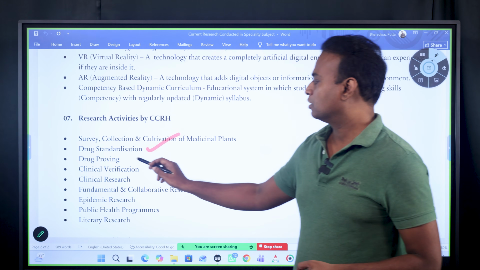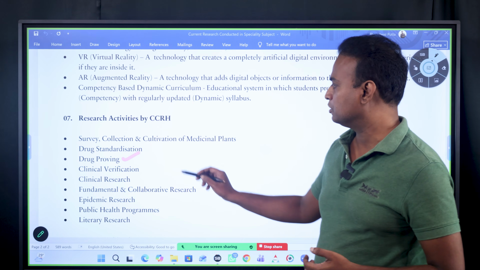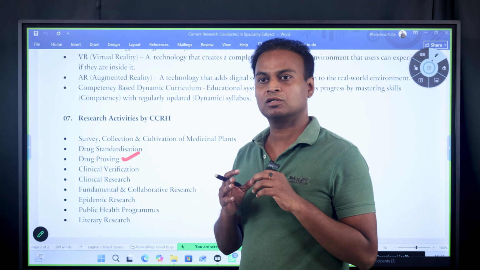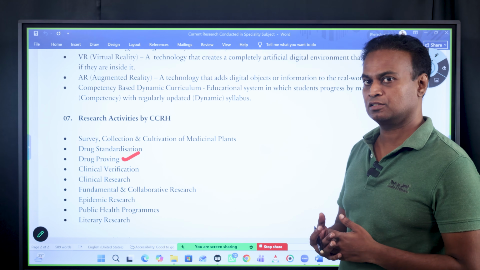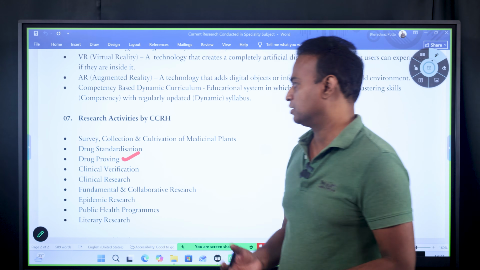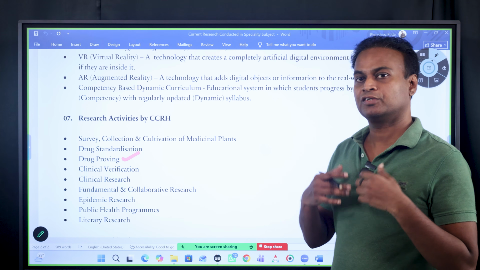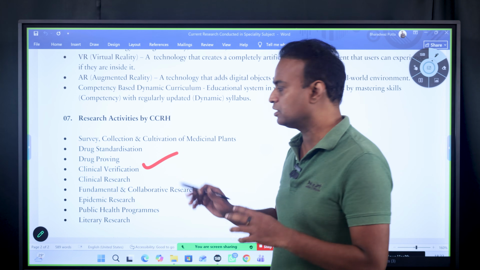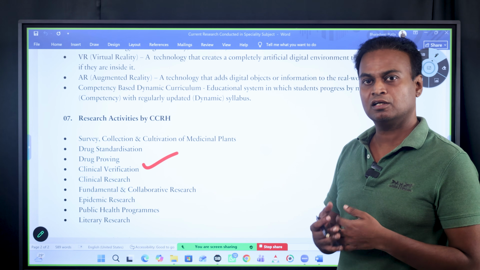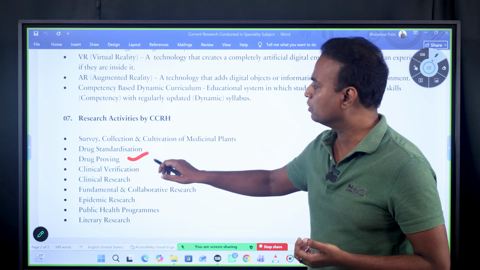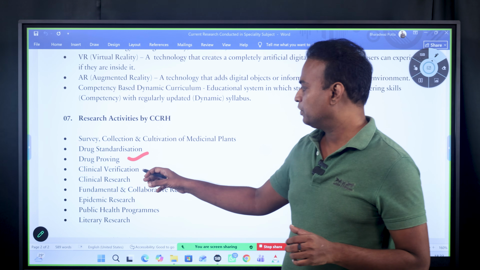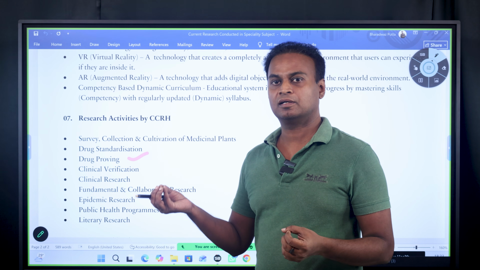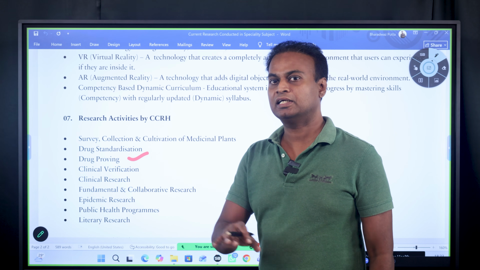Next one is drug proving. Drug proving, CCRH is very keen. It is doing homeopathic pathogenetic trial. Homeopathic pathogenetic trial is done both on existing drugs and also new drugs. Once it is successful, it is given to the patients. Once homeopathic pathogenetic trial is done, that trial has to be evaluated clinically. That is clinical verification. Clinical verification is also a research done on homeopathic drugs after drug proving or homeopathic pathogenetic trial, where the medicine is given to the patients in the real world and they are checking whether the medicine is acting for the intended purpose or not.